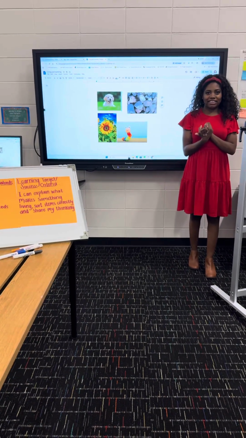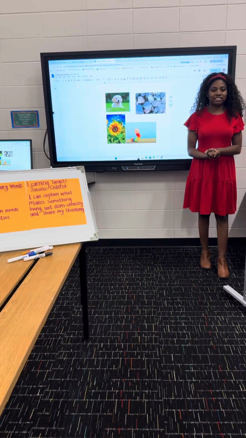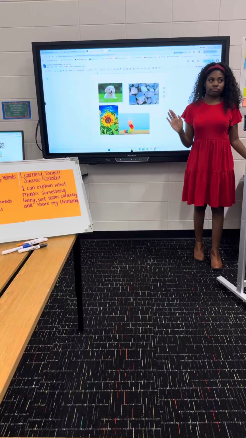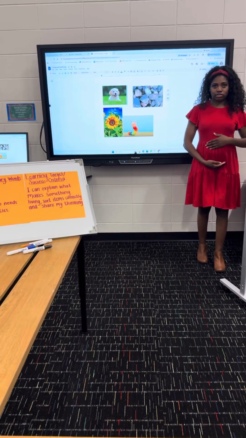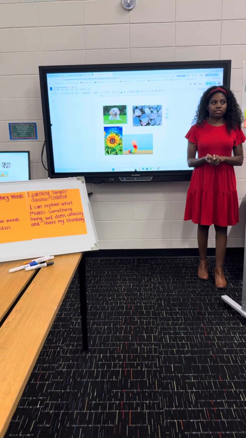Let's talk about living things. Living things have special characteristics. They grow, they can move on their own, they can reproduce, and they need food, water, and air to survive.